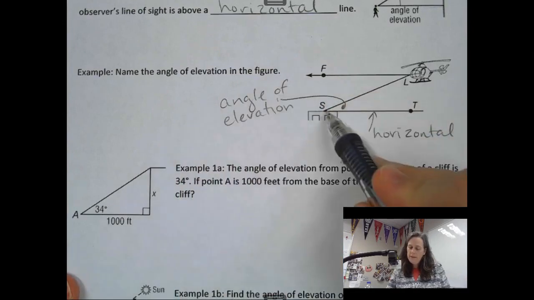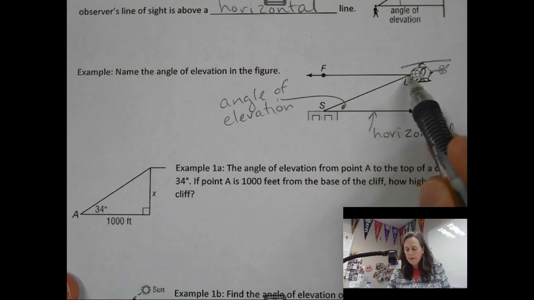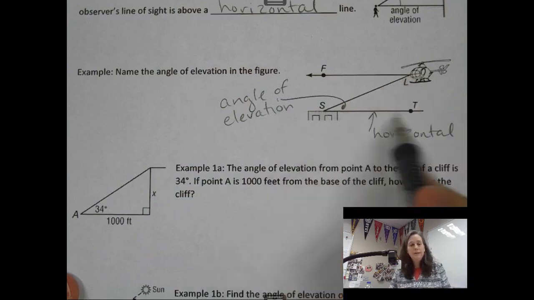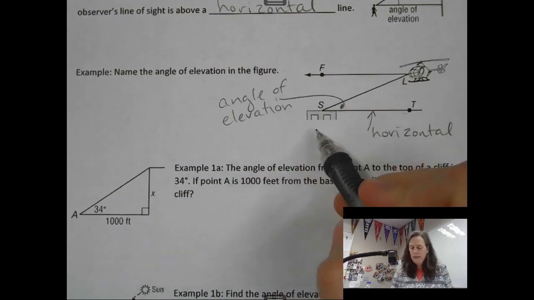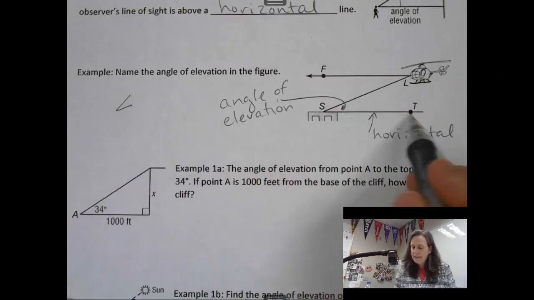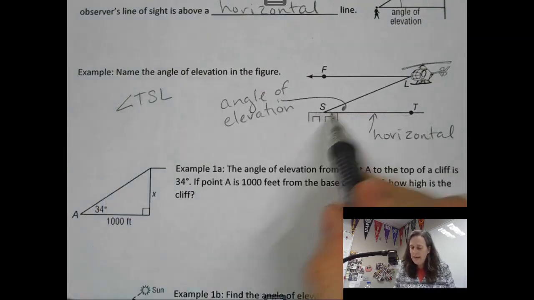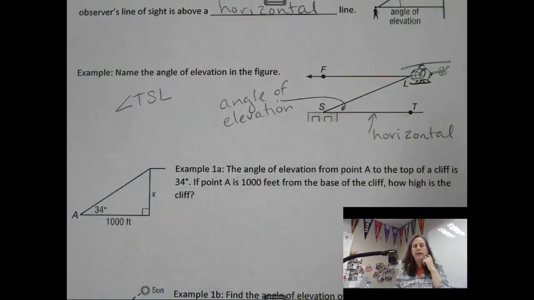So from this building, it looks like the top of a building, there's an angle up to the helicopter. Horizontal is just the flat. Angle of elevation is going up. And we would say angle TSL, so T to S to L, that's the angle of elevation. Let's try one in a problem then.